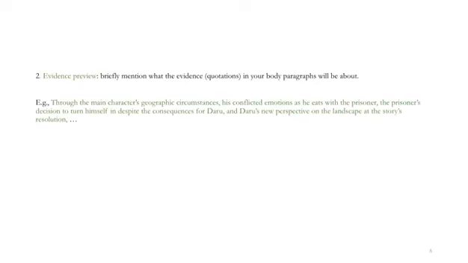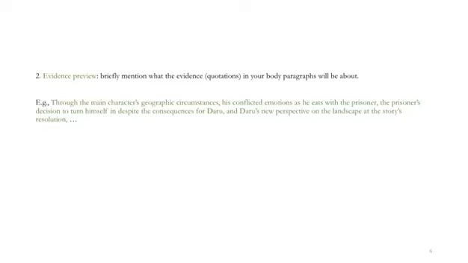Then we have what's called an evidence preview. And this is sort of where you briefly touch on what your quotations will be about in your body paragraphs. Evidence just means what you quote or what you paraphrase in the body paragraphs. So an evidence preview usually just briefly tells us what the quotations will be about so that when we get to your body paragraphs, we're not surprised or confused by your quotations. We think, oh yeah, that was mentioned in the introduction.